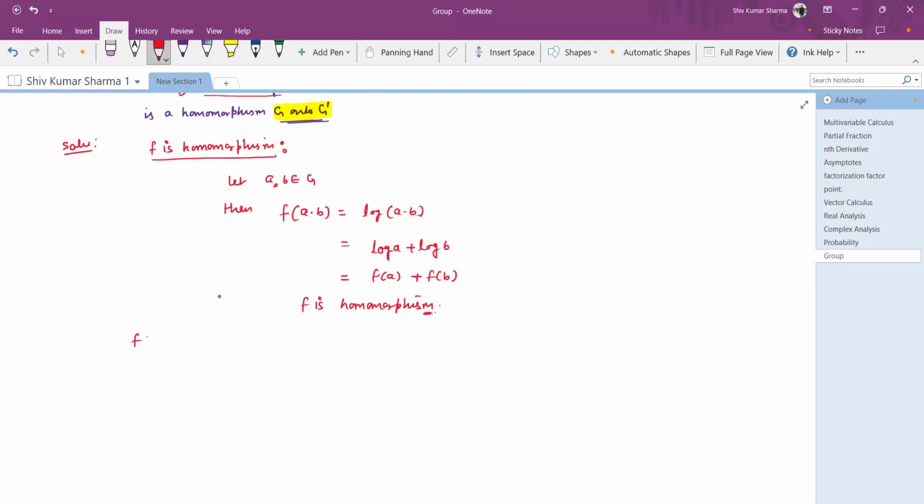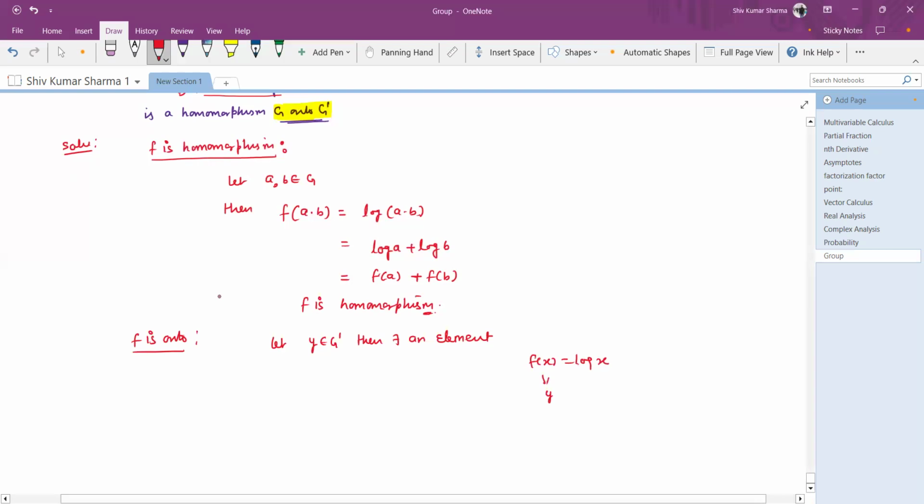Now we prove that f is onto. For proving onto, we take an element of G dash. So let y belong to G dash. Then there exists an element x such that f of x, which is defined as log x, is equal to y. So y equals log x. Taking the anti-log on both sides, e raised to the power log x is x, so e raised to the power y equals x.